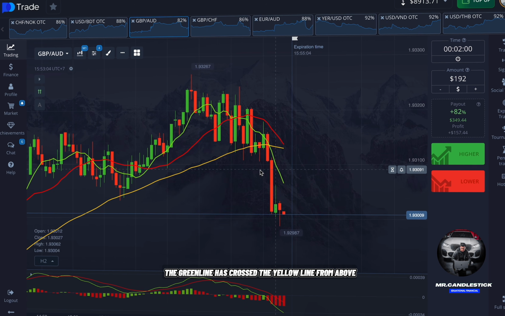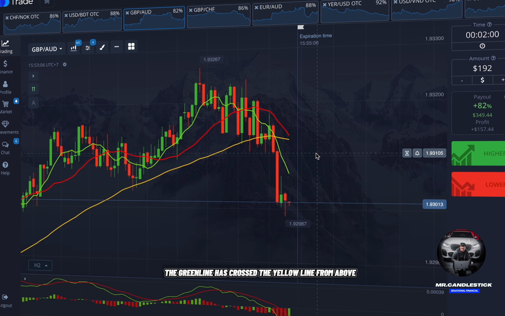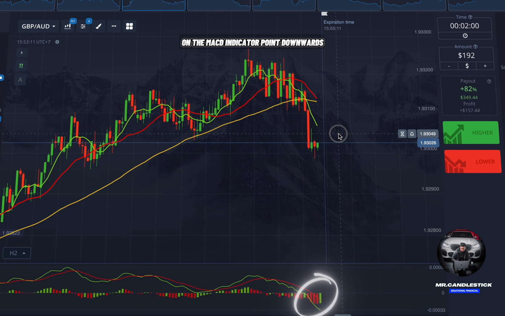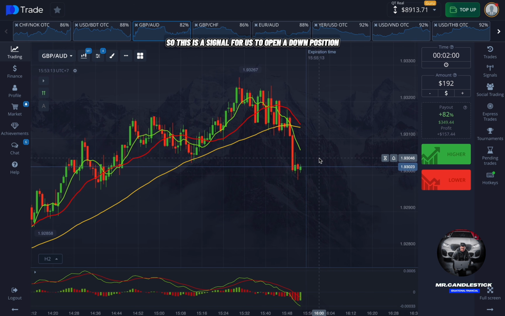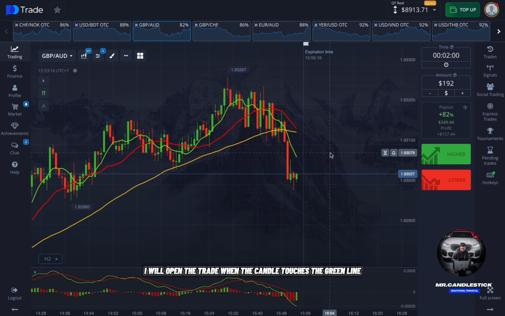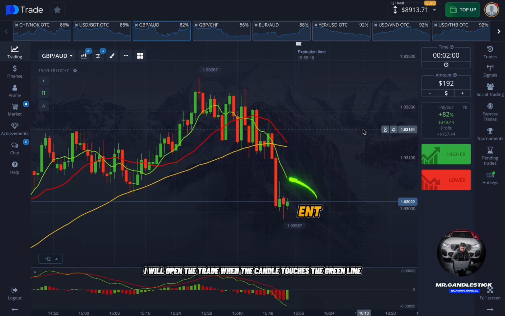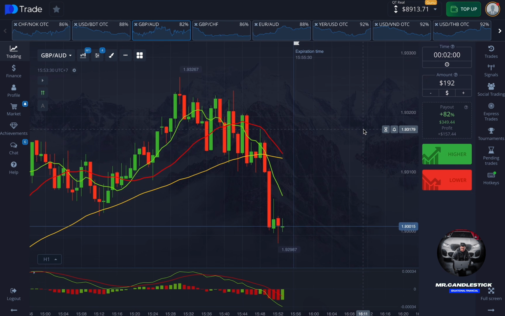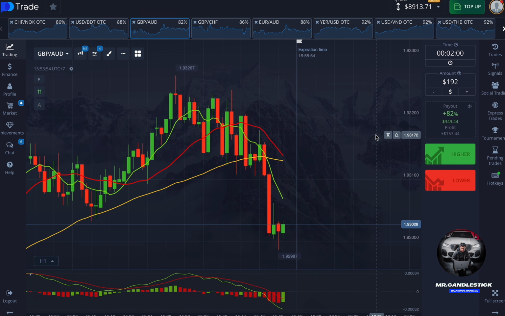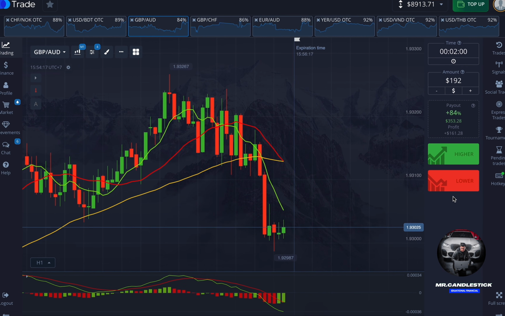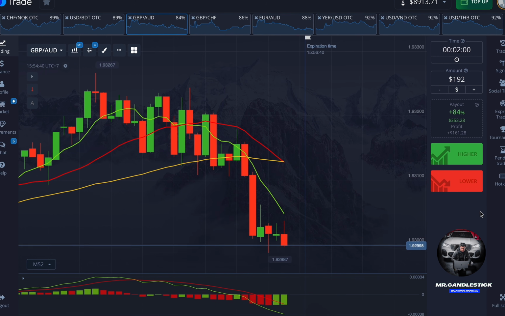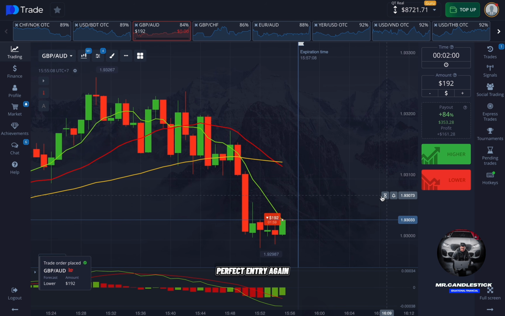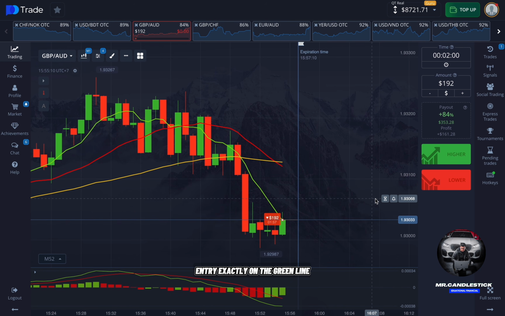Okay, this one. The green line has crossed the yellow line from above. And also the bars and lines on the MACD indicator point downwards. So this is a signal for us to open a down position. I will open the trade when the candle touches the green line. So let's wait until the candle touches the green line. Perfect entry again. Entry exactly on the green line.